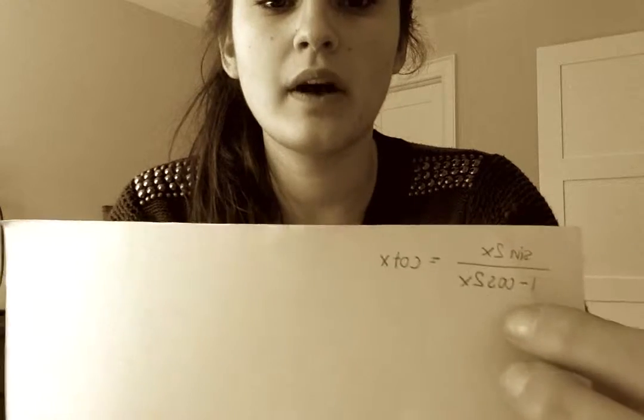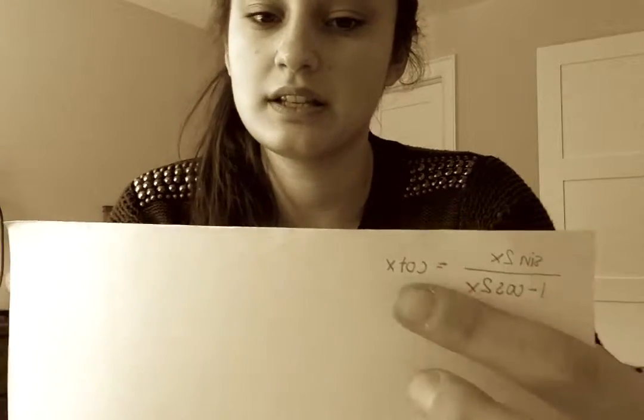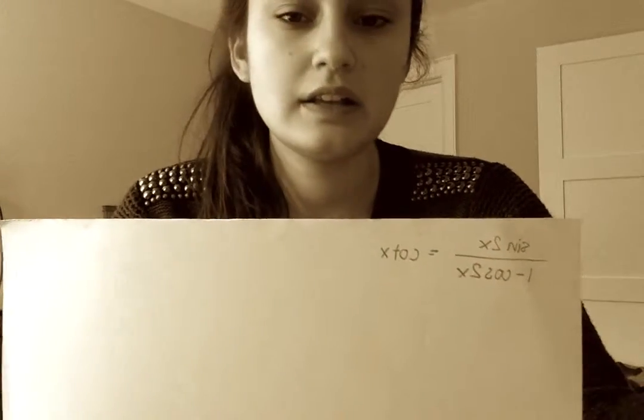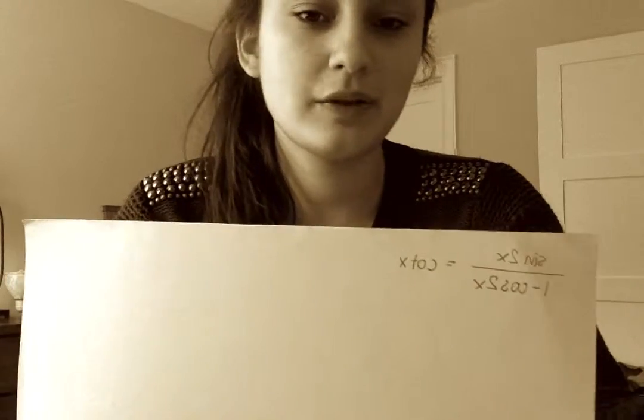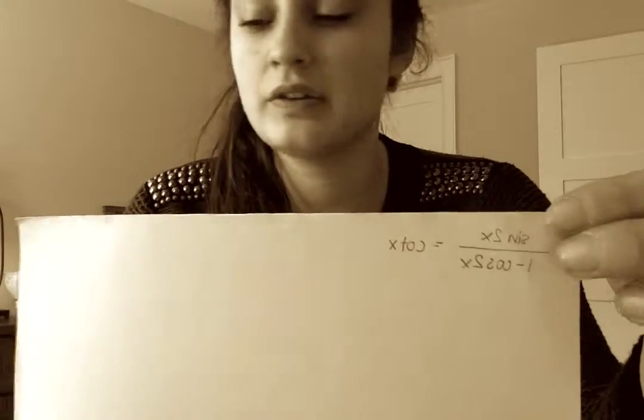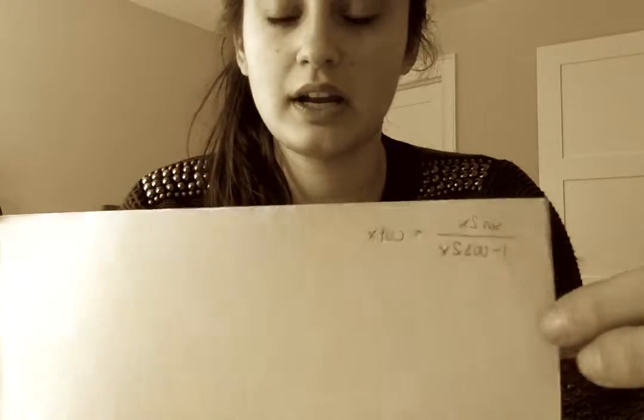So the question, I'm writing it down right now, goes as follows. Sine 2x over 1 minus cos 2x is equal to cotangent x. It's a little backwards in the camera, but you can approximately see what I'm writing.